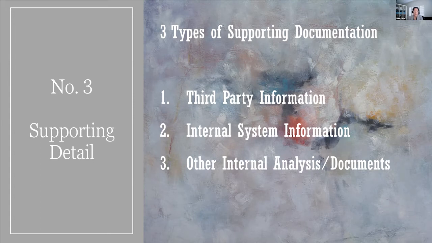Third-party information is generally considered pretty strong when it comes to supporting an item in your rec because it comes from the outside world and hence is generally more objective, right? Could there be collusion for fraud? Yes, but generally more objective.